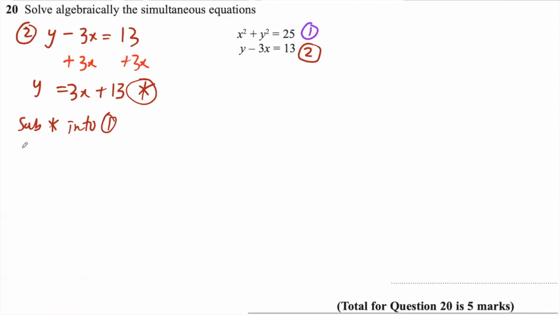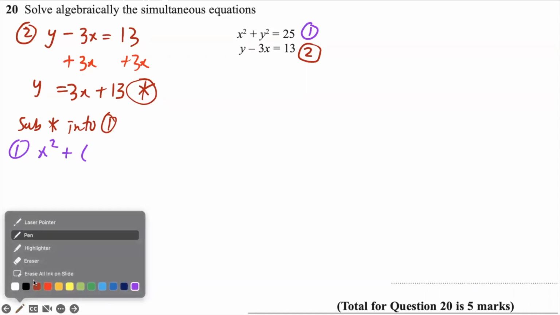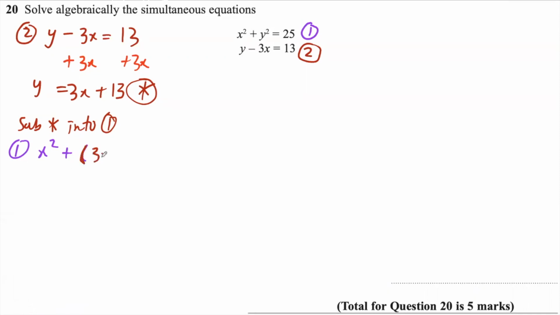Equation 1 goes x squared plus y squared equals 25. Now we know y is 3x plus 13, so in place of y we're going to put 3x plus 13, right? So (3x plus 13) squared equals 25. Once again, it's x squared plus y squared equals 25, but because y is 3x plus 13, we do x squared plus (3x plus 13) squared equals 25.